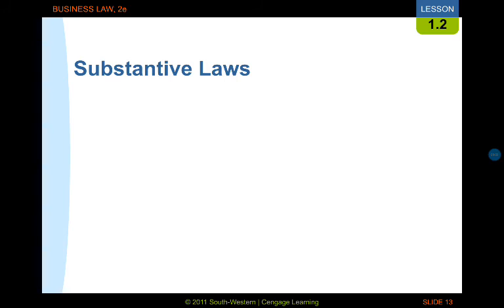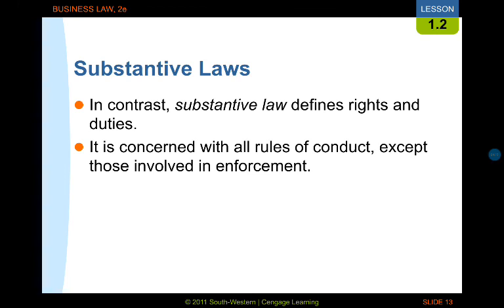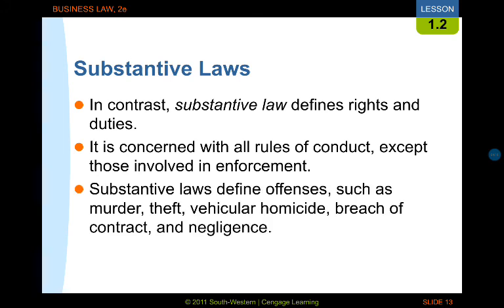Substantive laws. In contrast, substantive laws define rights and duties. They are concerned with all rules of conduct except those involved in enforcement. And they define offenses such as murder, theft, vehicular homicide, breach of contract, and negligence.